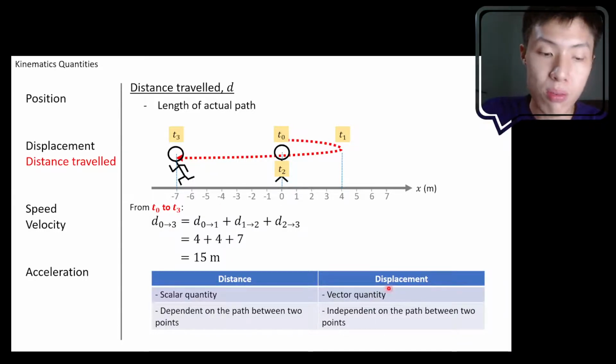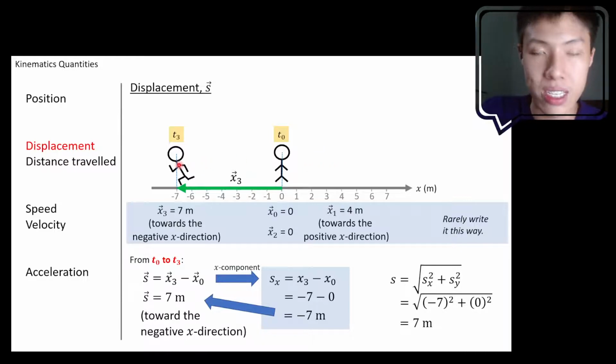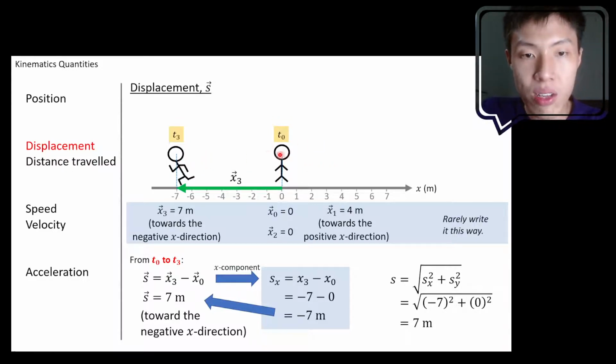But if you look at displacement, for displacement here, I totally ignore the fact that I need to make a U-turn at x equals 4 in order to run back towards x equals -7. I totally ignore the fact that I travel this way first before going this way. I throw it off from the diagram here.